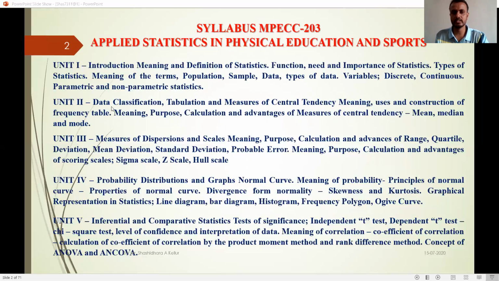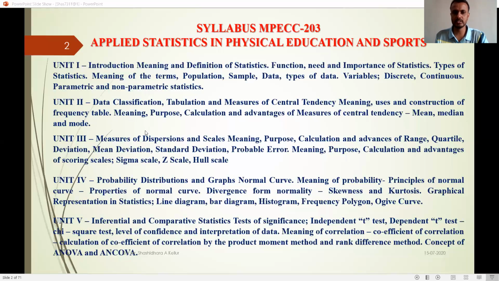The second unit: data classification, tabulation, and measures of central tendency, and meaning, uses, and construction of frequency table, meaning and purpose, calculation and advantages of measures of central tendency, in that mean, median, mode. These are the aspects covered in the second unit.